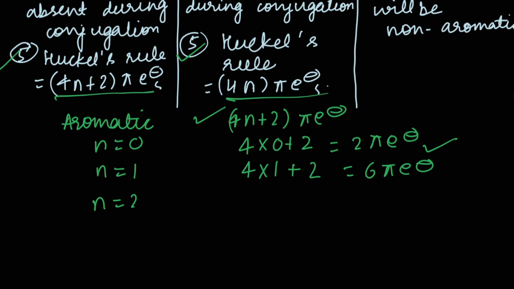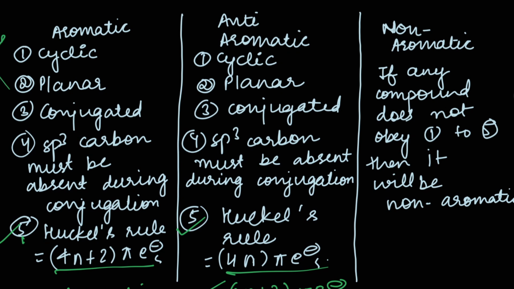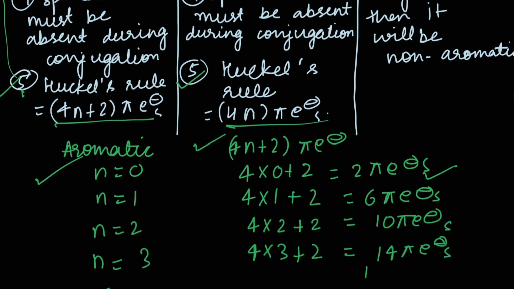For n equal to 2, there will be 10 pi electrons. Sorry, for n equal to 3, there will be 14 pi electrons. So just like this, I hope you can calculate, through Huckel's rule, which is aromatic and which is non-aromatic, following all the above four conditions.